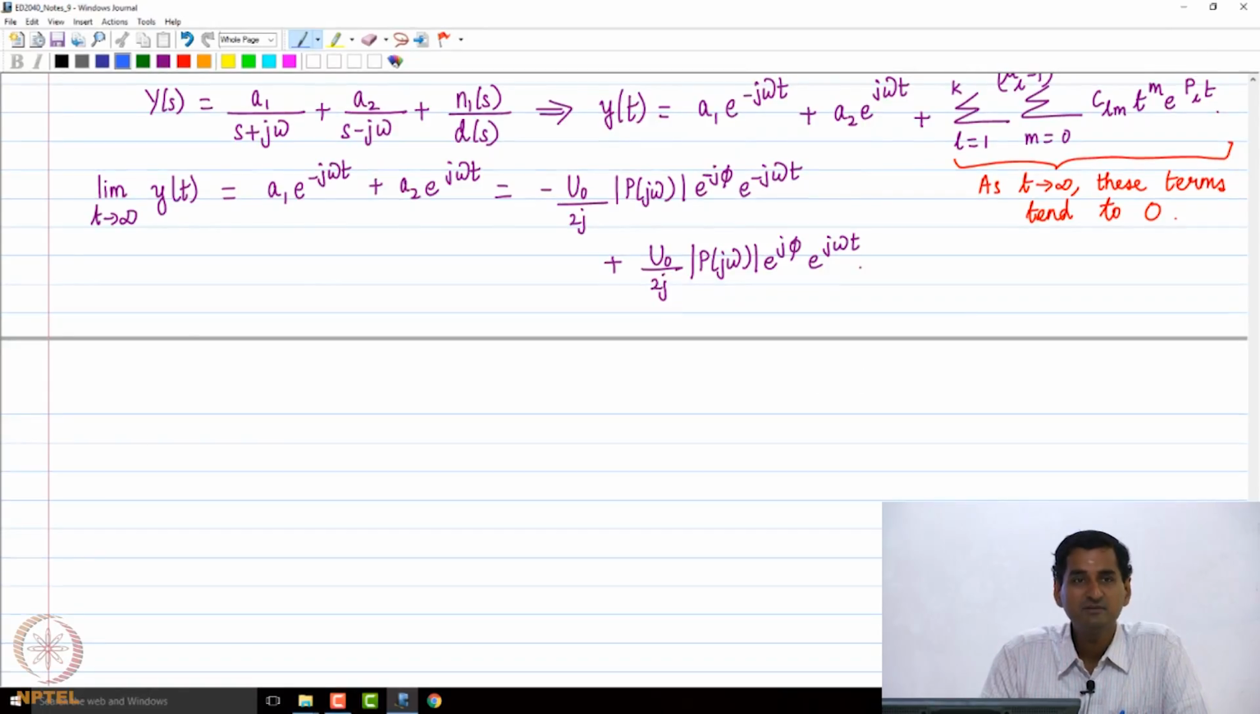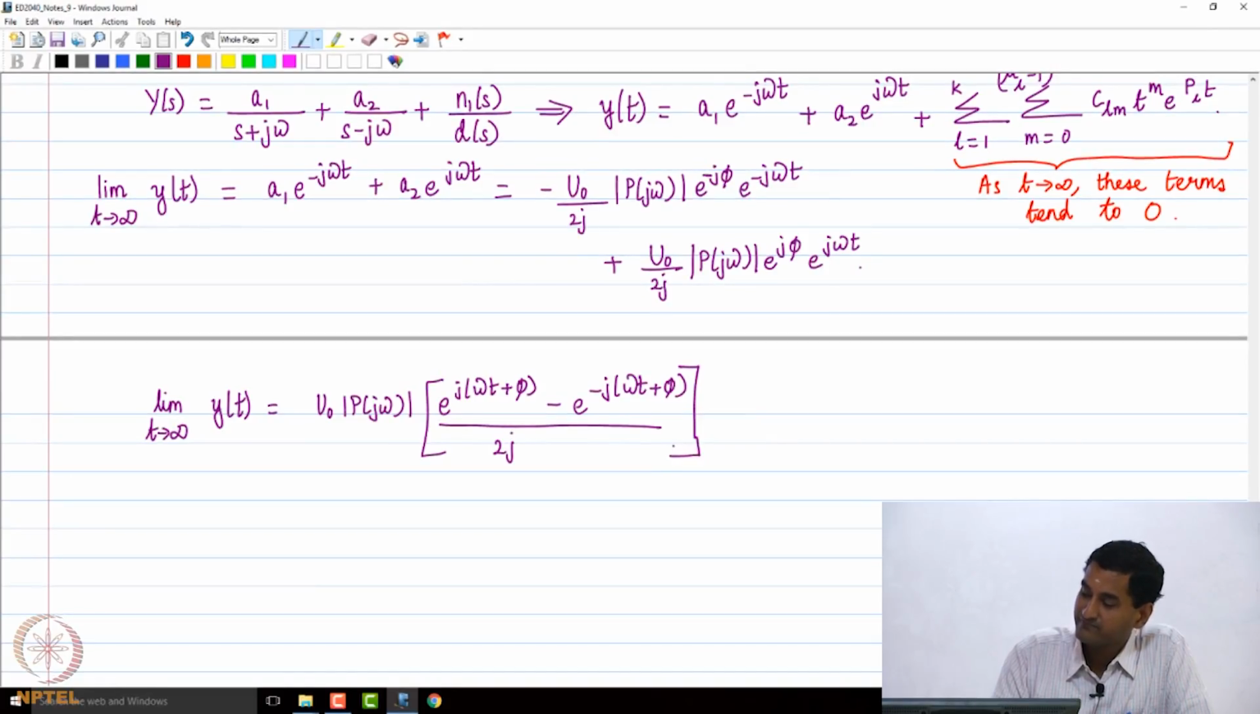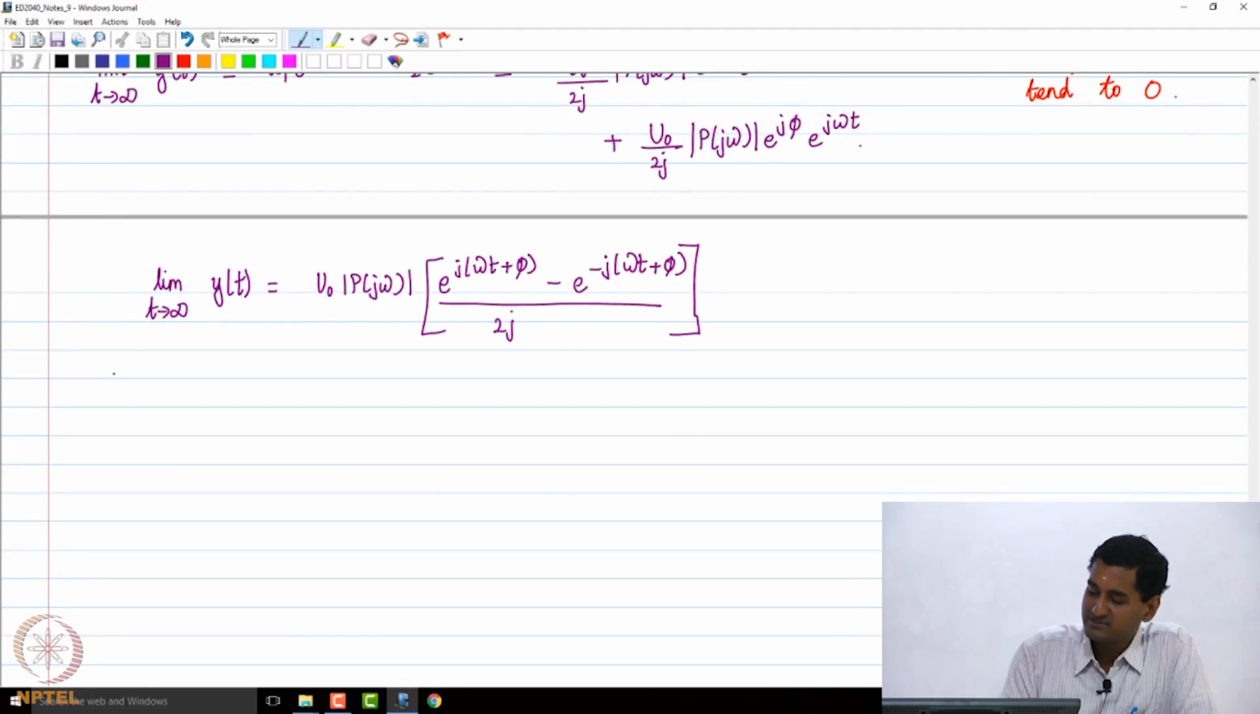And now what is e^a times e^b? It is e^(a+b), right? So what are we going to get? As a result, the limit as t tends to infinity of y(t): u naught is common, and the magnitude of P(j omega) is common. So what am I left with? I am left with e^(j(omega t plus phi)) minus e^(-j(omega t plus phi)), the whole thing divided by 2j. So this implies that the limit as t tends to infinity of y(t) is u naught times the magnitude of P(j omega) times the term in the square bracket.